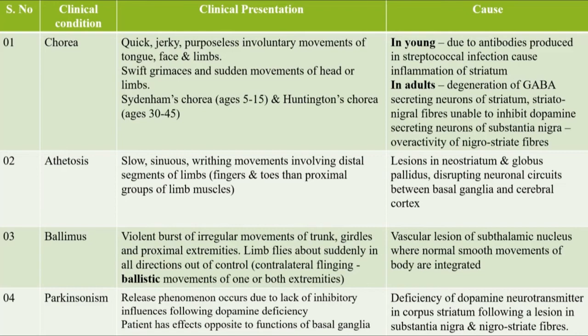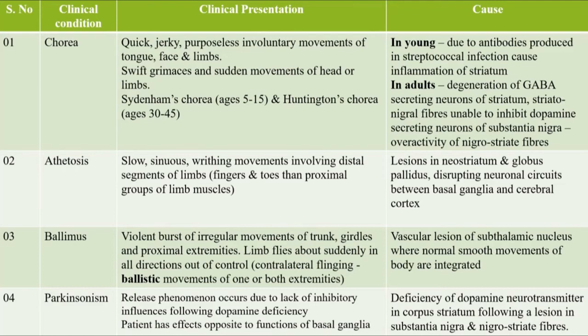There are two types of chorea. Sydenham's chorea occurring in the ages 5 to 15 years and Huntington's chorea occurring in the ages 30 to 45 years. In Sydenham's chorea, the cause is due to antibodies produced in streptococcal infection which cause inflammation of striatum. In Huntington's chorea, which occurs in adults, it is due to degeneration of GABA secreting neurons of striatum. Striatonigral fibers are unable to inhibit dopamine secreting neurons of substantia nigra, so there is overactivity of nigrostriate fibers.